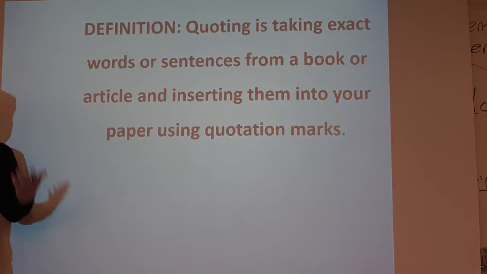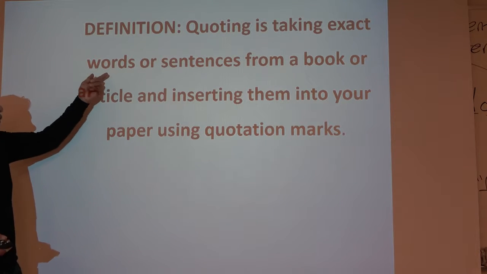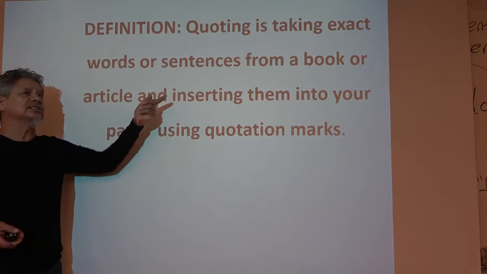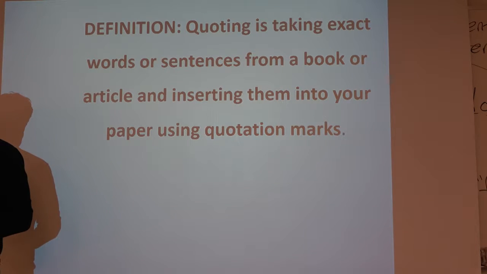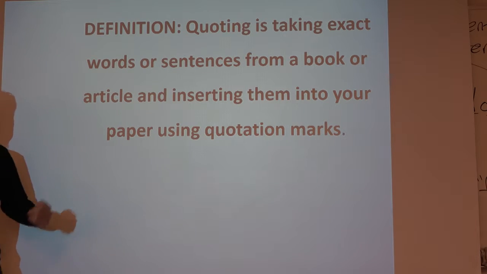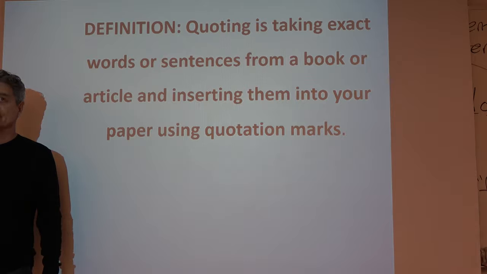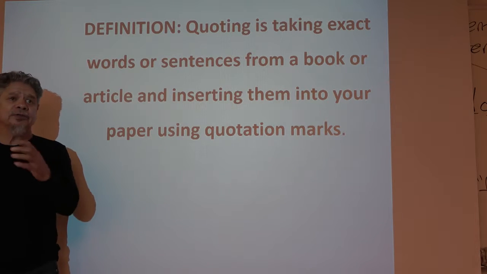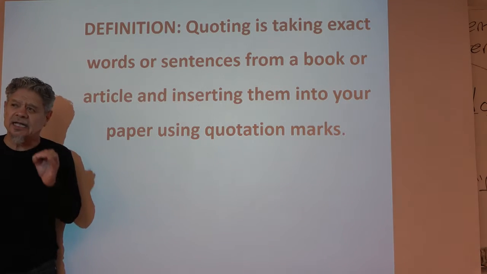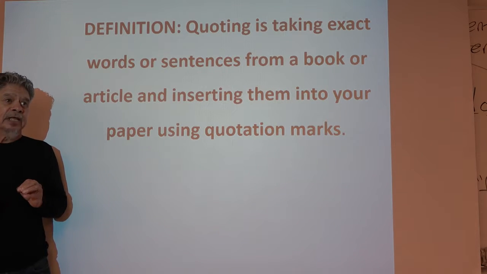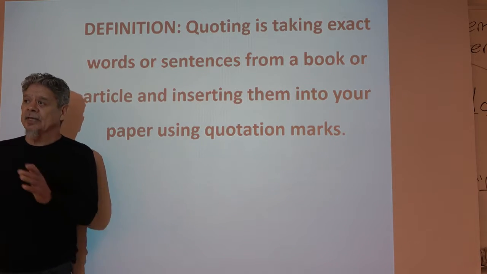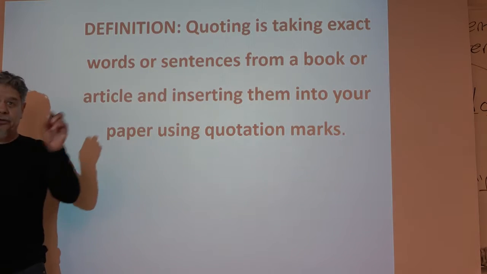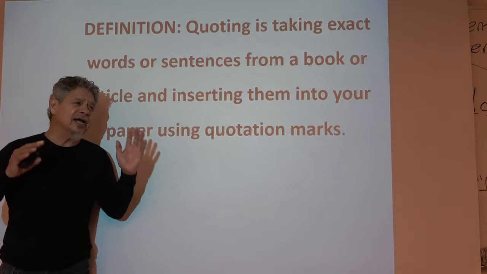Quoting is taking exact words or sentences from a book or an article and inserting it in your paper. Okay? You take the words from an article and you put them in your paper exactly as they are written. You cannot change a sentence from an article that you're going to put in quotation marks. You cannot change it.